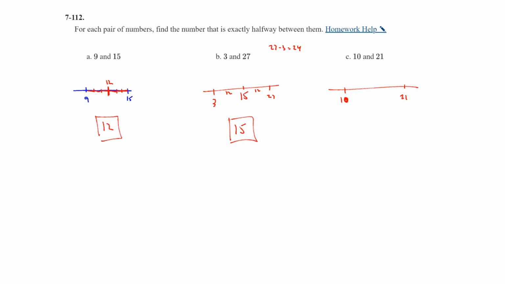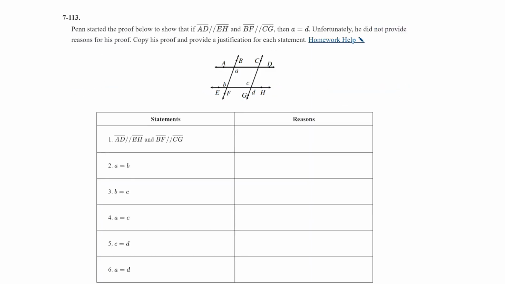And then the other thing that you can do is you can actually average them. So if I take 21 plus 10 and divide it by 2, so that's 31 divided by 2 gives me 15.5. So that's another way where if you add the two numbers and divide by 2, it averages them out and finds that middle ground that you're looking for. So hopefully I was able to show you 3 different ways to find the midpoint, or find exactly halfway in between numbers.